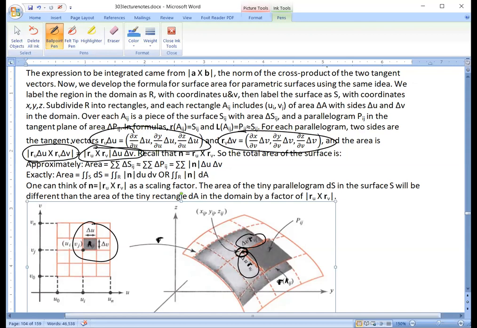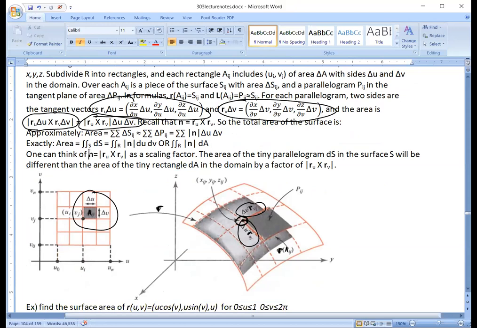As a side note, one can think of the magnitude of the normal vector, which is the magnitude of dr/du cross dr/dv, as a scaling factor. That little rectangle, to what extent does it get blown up or shrunk by this map? That's what it tells you.